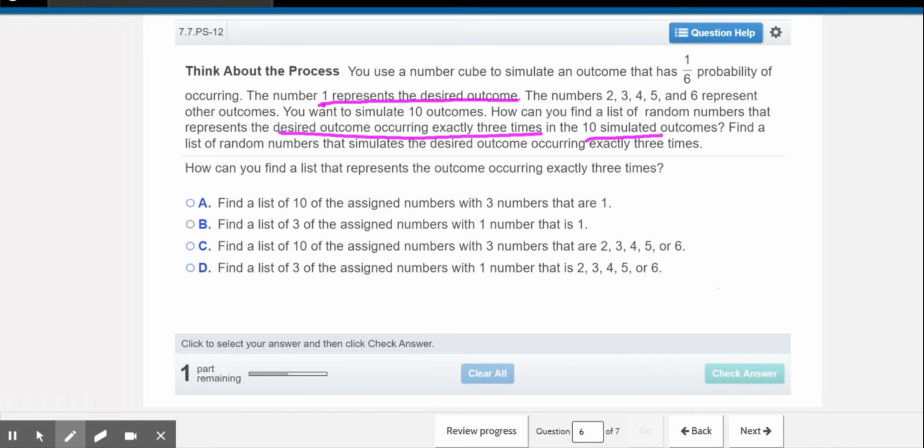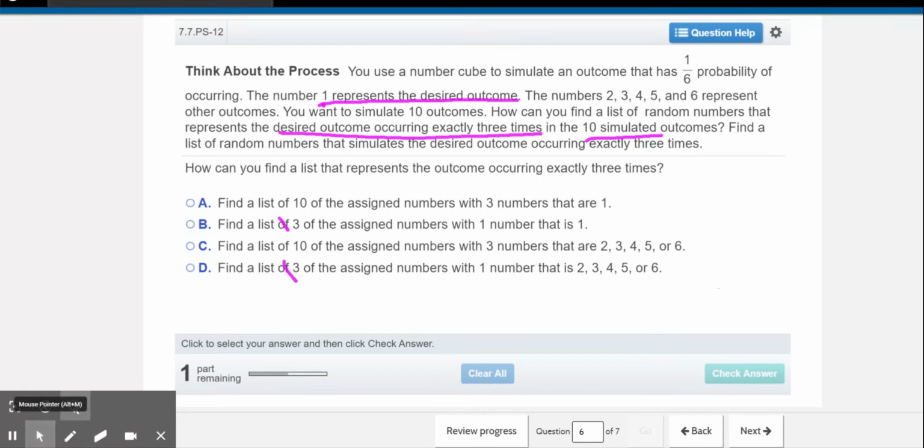First of all, I'm going to look at B and D, and I'm going to say that they can't be used at all. And I'm not even going to really go through it. Why not? Because they're saying find a list of 3. Well, that's not going to work. We want to find a list of 10. We know this because we have 10 simulated outcomes.